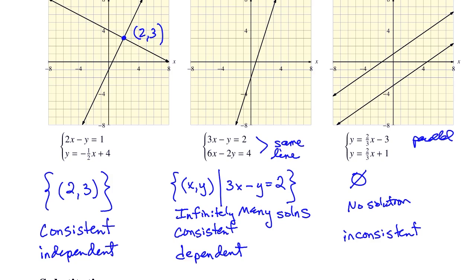There is no independent or dependent because you don't have a solution to start with. So it's just inconsistent, and then that's it.